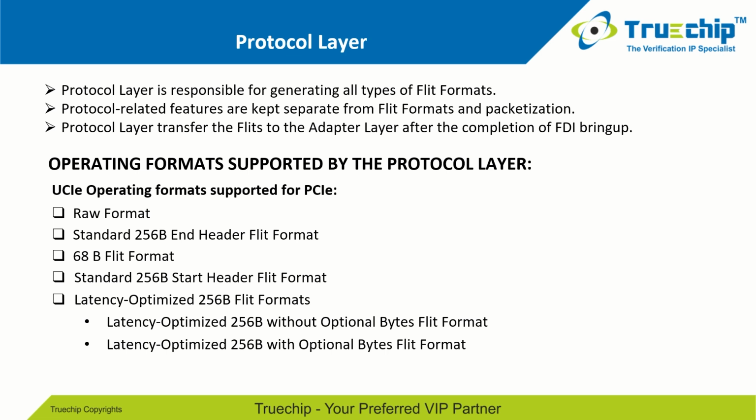So the first one is the protocol layer, that is responsible for generating all types of Flit formats, and the protocol related features are kept separate from Flit formats and packetization. It also transfers the Flits to the adapter layer after the completion of FDI bring up. And there are some operating formats that are supported by the protocol layer. So here are some formats that are supported for PCIe format.